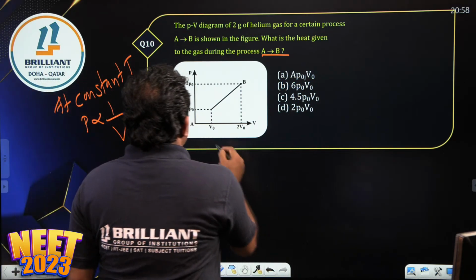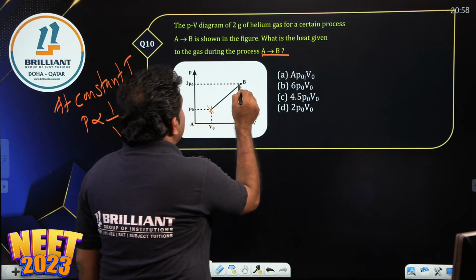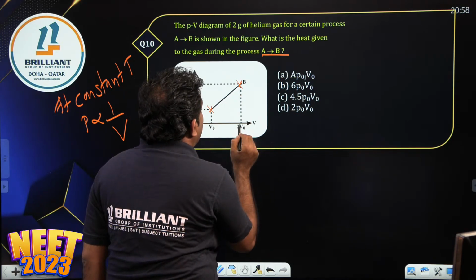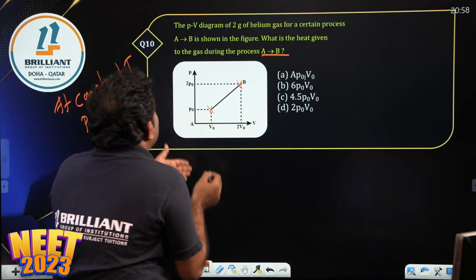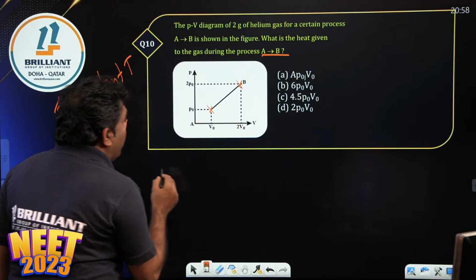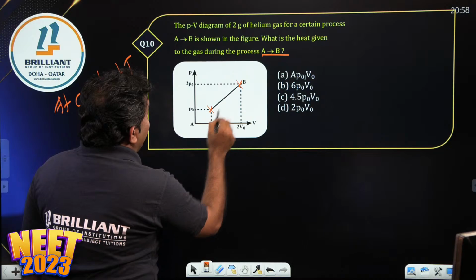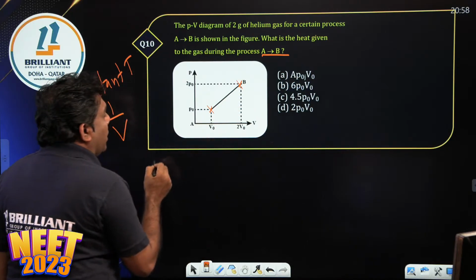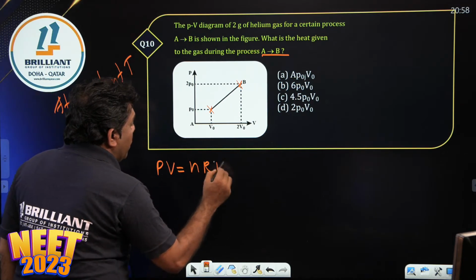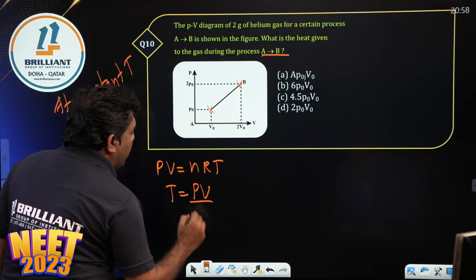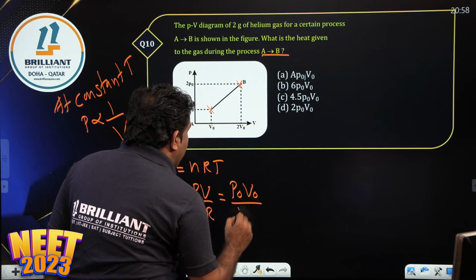Here, initially the pressure and volume are P naught and V naught. Then the pressure and volume become 2P naught and 2V naught. So we can find the temperature in both cases. What's the temperature at the starting point, A to B? At the initial point A, we know PV equals nRT, so temperature equals PV by nR. That is P naught V naught divided by nR.